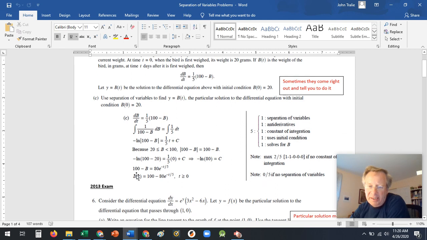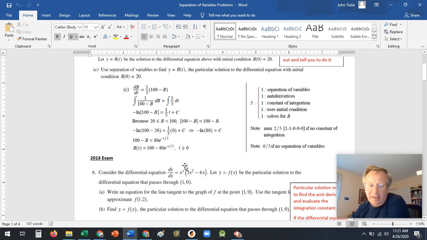Then what they do is they separate, they get b all by itself. So that's the last 2 points. Sometimes the initial condition tells you whether there's a plus or a minus. This one doesn't look like it did that.